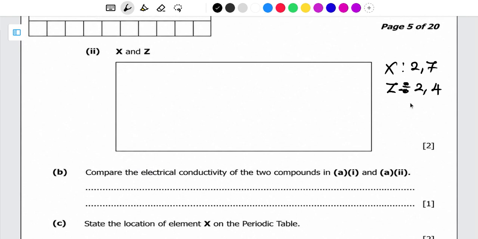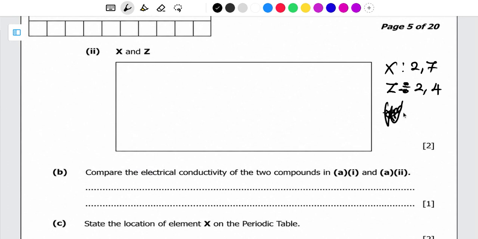Now, like I said, the number of electrons that an element is going to lose or gain for it to become stable determines the valence. So for this one to become stable, it needs how many electrons? 1. That's 1 as the valence. This one needs how many electrons for it to become stable? This one needs 4 electrons for it to become stable.